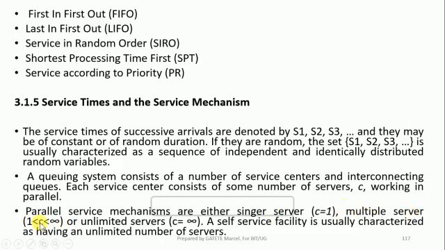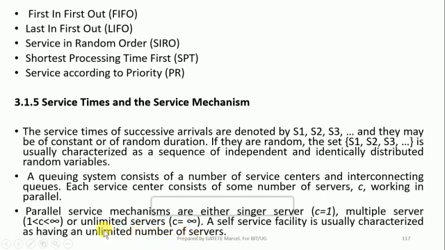With multiple servers, the number of servers is less than infinite and must be greater than 1, because they are multiple. You can also have an unlimited number of servers, meaning an infinite number of servers, so C equals infinity. A self-service facility is usually characterized as having an unlimited number of servers. If you have self-service where people serve themselves, for example in a food shop, we say an unlimited number of servers, even if they are not actually there.